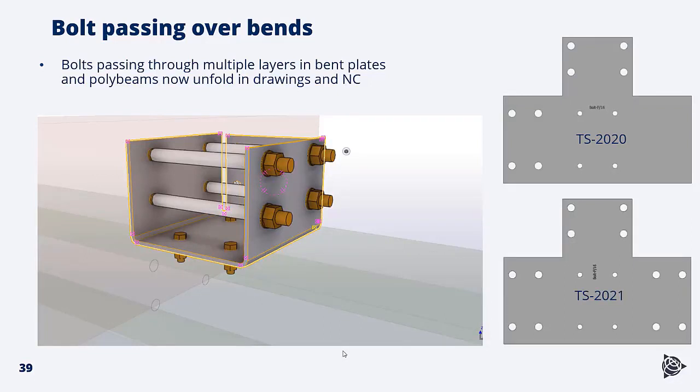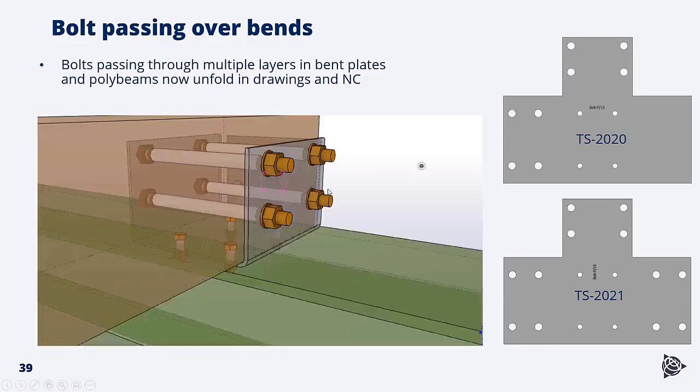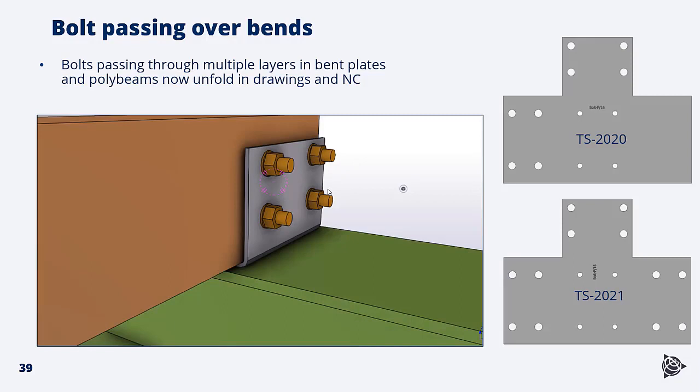Also, the bolt functionality has been improved so that bolts passing through multiple layers in bent plates and poly beams now unfold correctly in drawings and CNC production. So an example here would be this glue lamp connector, where we've got bolts going through one side of the plate, through the timber element, and through to the other side. So you can see there, that's the kind of situation that we're looking at.